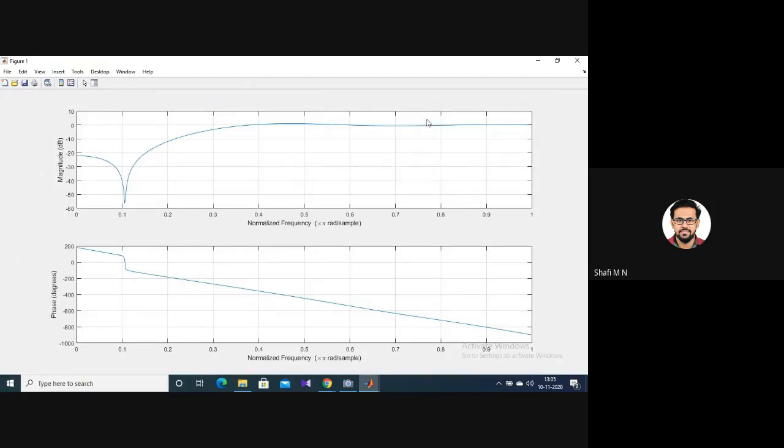This is the magnitude response and this is the phase response. So what's your observation from the magnitude response? What kind of filter is that? Low pass, high pass. You have designed a high pass filter, right? You designed it to the customer's requirement.